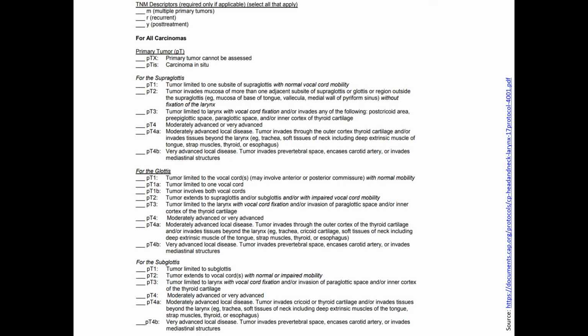Because I noticed that, for instance, sometimes you have to characterize whether there's normal vocal cord mobility versus vocal cord fixation in differentiating some of those stages. For example, glottis pT1 versus pT2. Is that endoscopic information used for that?